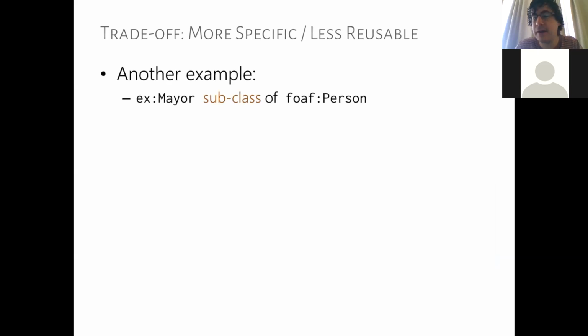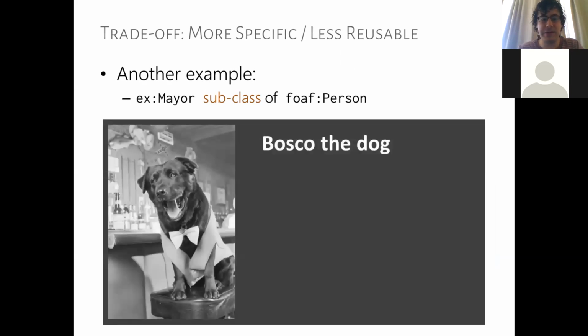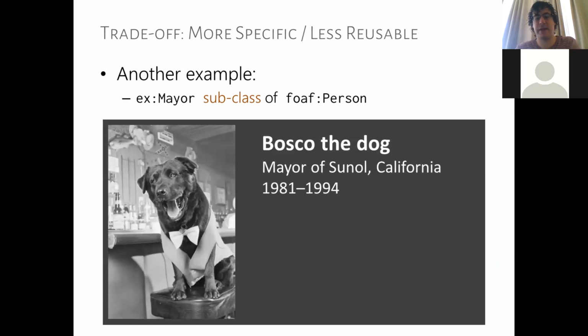Okay, so as another example, we might intuitively define that a mayor is a person. So if someone is a mayor, then that someone is also a person, which seems relatively safe, right? But we might want to consider that there are many instances of animals being elected mayor. For example, Bosco the dog, who was mayor of Sunol, California from, or lived, I'm not sure if he was mayor or lived, from 81 to 94. So if we define mayor as a subclass of person, then we wouldn't be able to say that Bosco the dog is an instance of mayor, because that would come with the implication that Bosco the dog is a person.